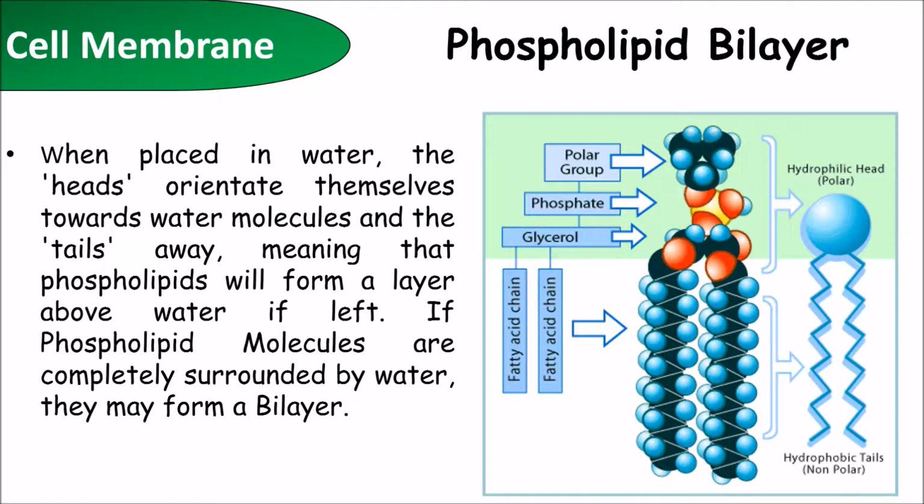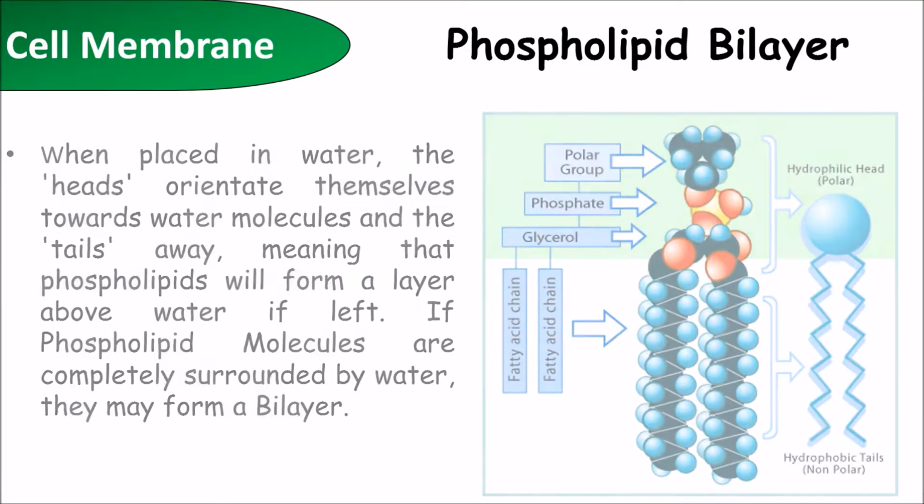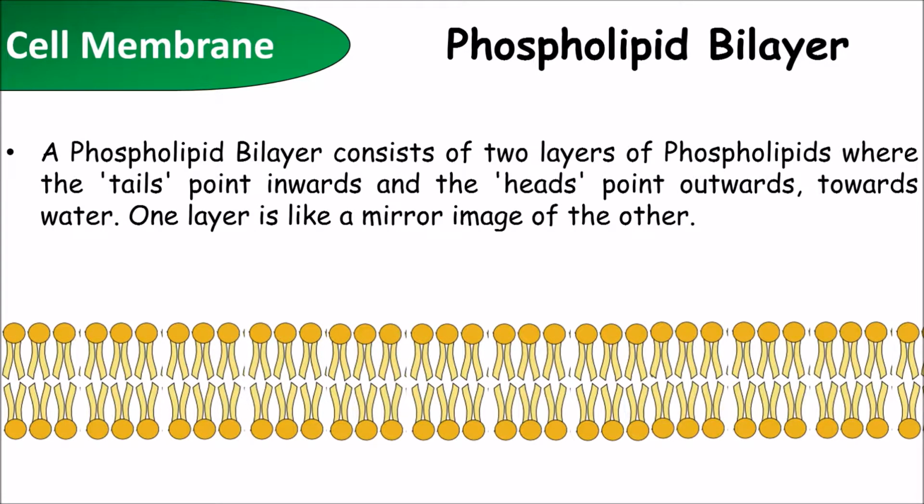When placed in water, the heads orientate themselves towards the water molecules and the tails away, meaning that the phospholipids will form a layer above the water if left. If phospholipid molecules are completely surrounded by water, they may form a bilayer. A phospholipid bilayer consists of two layers of phospholipids where the tails point inwards and the heads point outwards towards the water. One layer is a mirror image of the other.